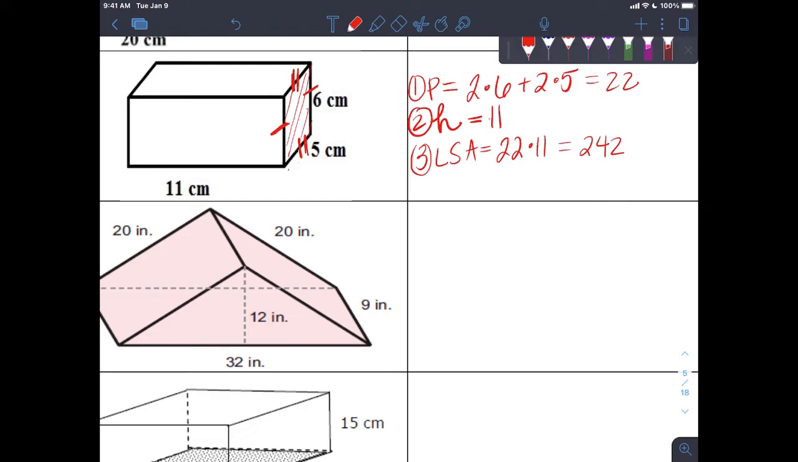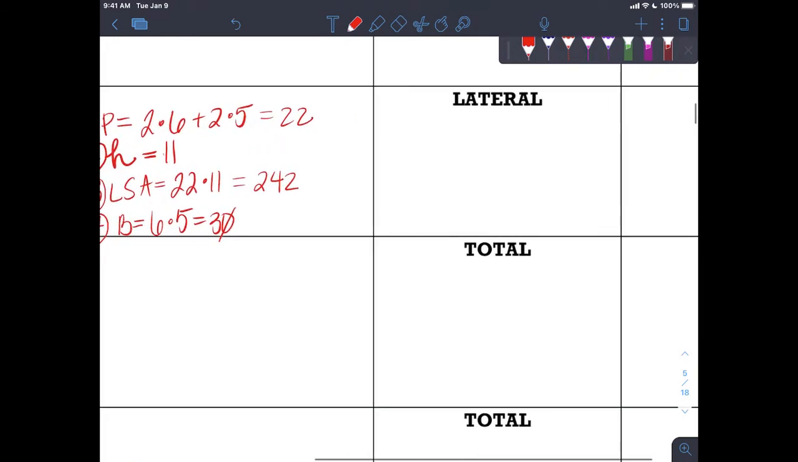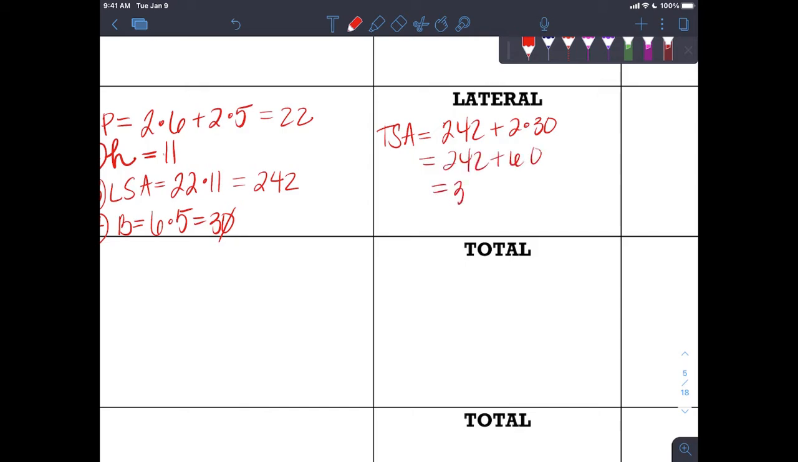Now I'm going to find the area of my base. That's going to be length times width for this rectangle. And of course, I can take my base and add two of them with my lateral surface area in order to get my total surface area. And I find out that my total surface area is 302.